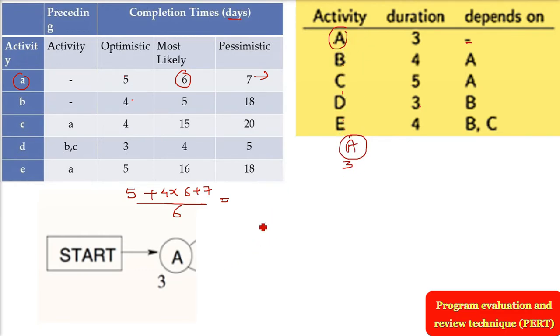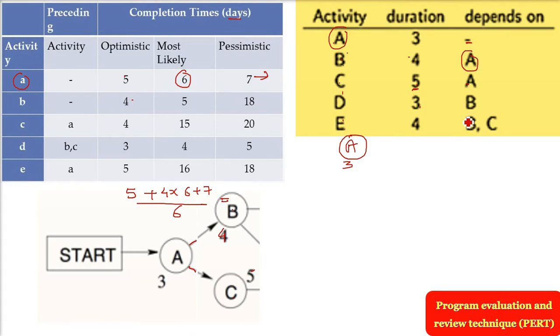Now go to the depends-on column and see all those activities which are dependent on A, or A is preceding these. So B and C. So from A, 2 arrows will come out, 1 for B, 1 for C. B and C we have written now. In the same way, 4 and 5 are the durations, so we just write those numbers near these round circles.